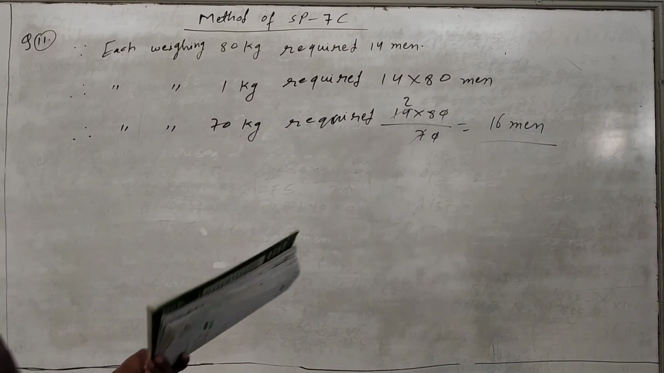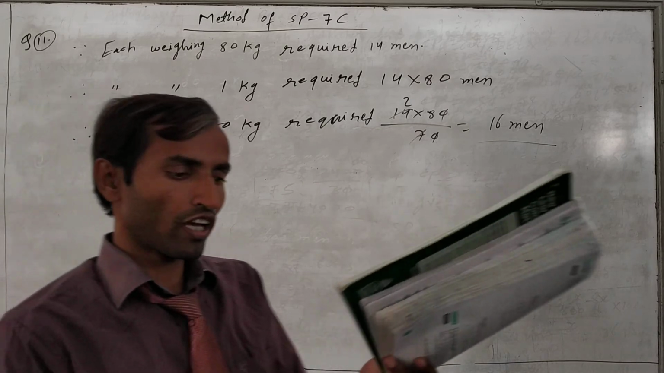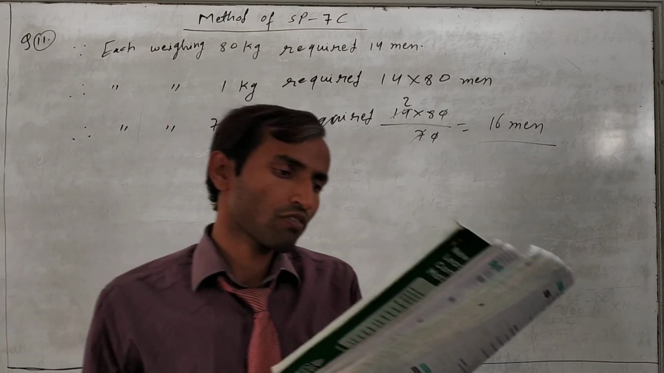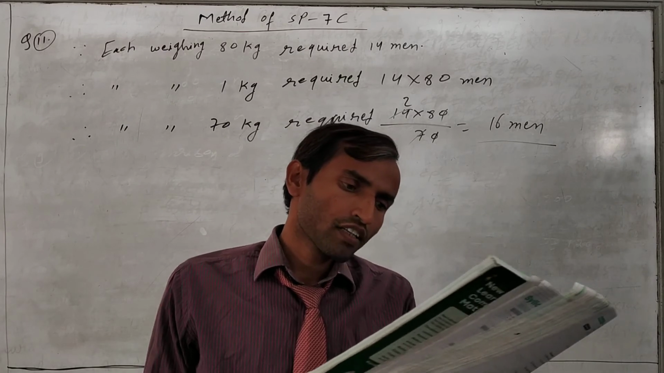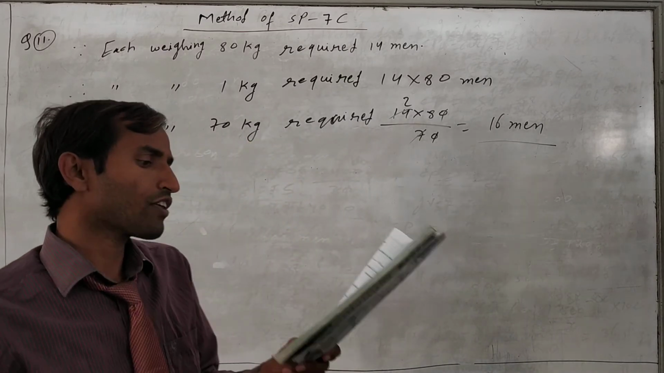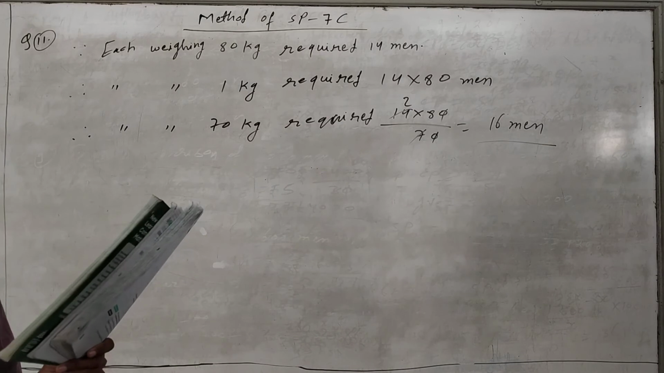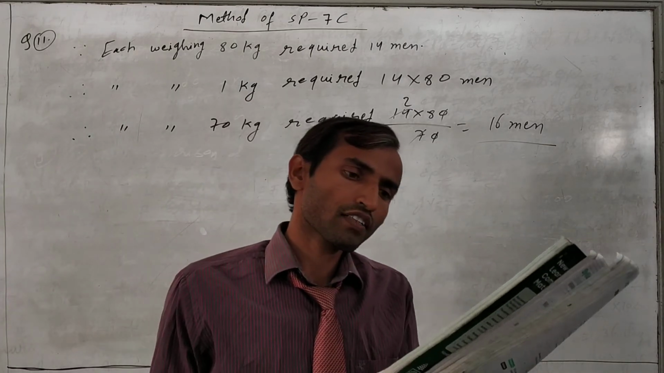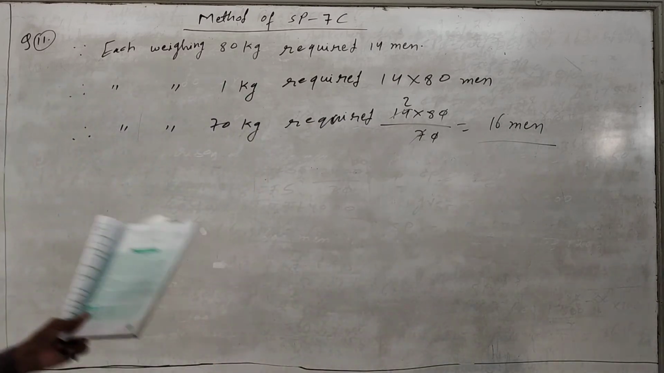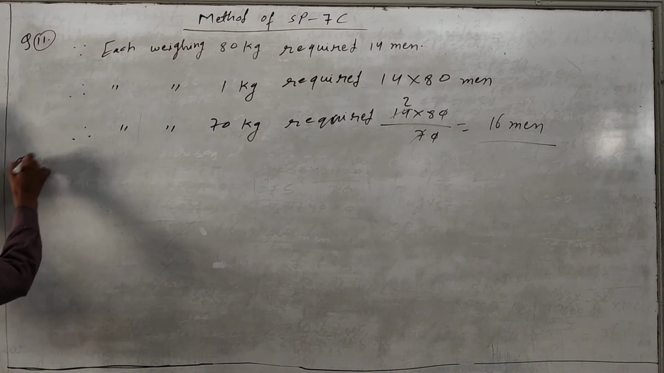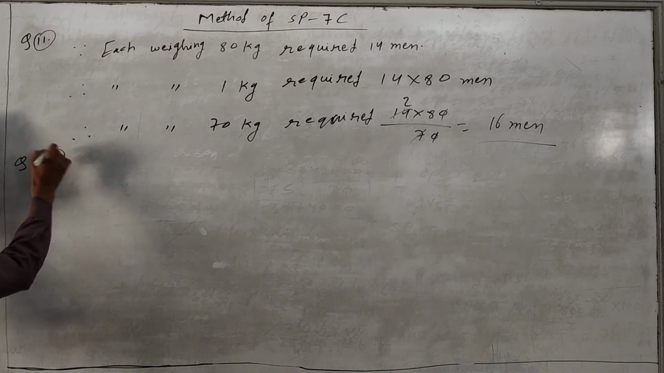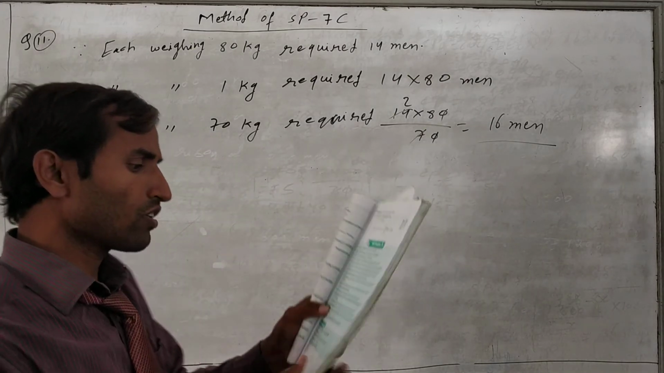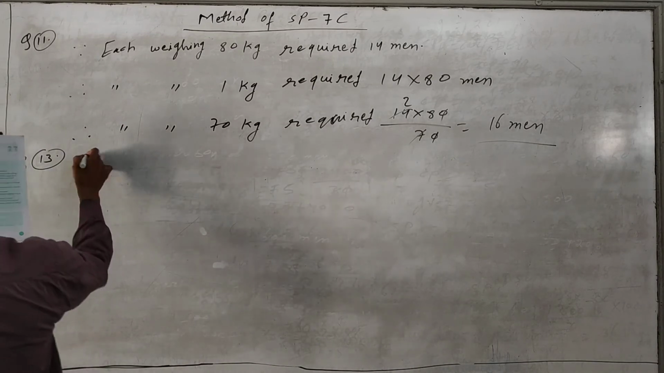Now we have to do question number 13. Question 12, just try yourself. In question 13, all of you read the question number 13. 24 men can repair a road in 15 days. How long will 20 men take to do so if all work at the same rate? Okay, so we have to do question number 13. In this case we have to find time.